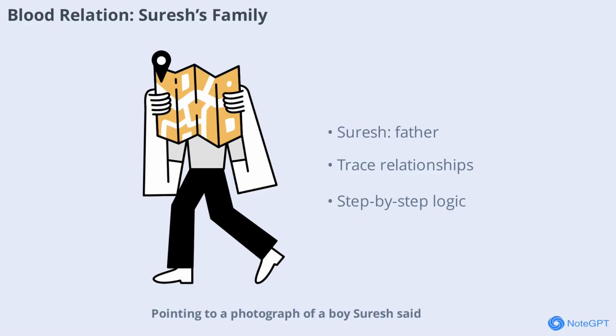Pointing to a photograph of a boy, Suresh said, "He is the son of the only son of my mother." The answer is father. The only son of Suresh's mother is Suresh himself, so the boy is Suresh's son. Carefully tracing each relationship step is key to solving such questions.